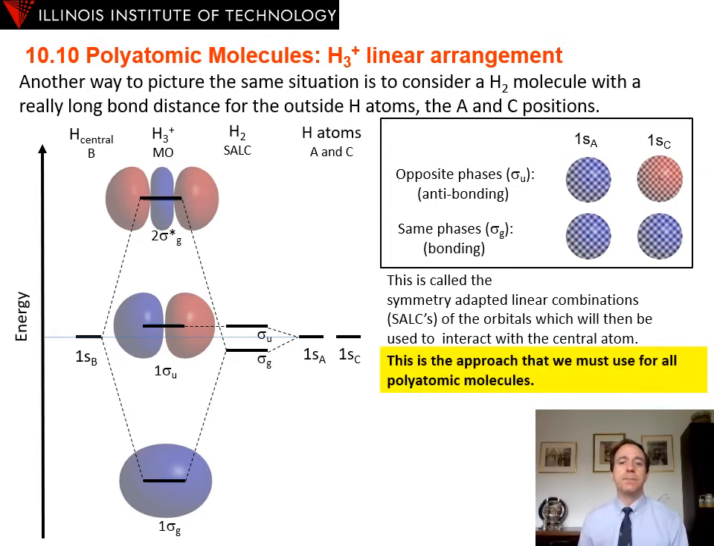So this is the approach we must use for all polyatomic molecules. And since this is H3 plus, it's got 2 electrons, so I just put in 1 electron, and then the second electron goes in there. So you can see that with the 2 electrons that would have otherwise been in our hydrogen atoms, by putting them into these lower orbitals, we're getting a really good bonding characteristic in this linear arrangement of H3 plus. Okay, so that's one way to think about H3 plus.